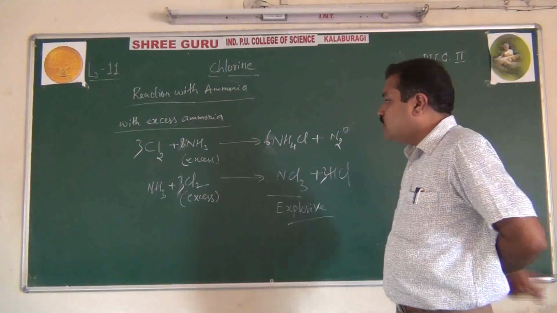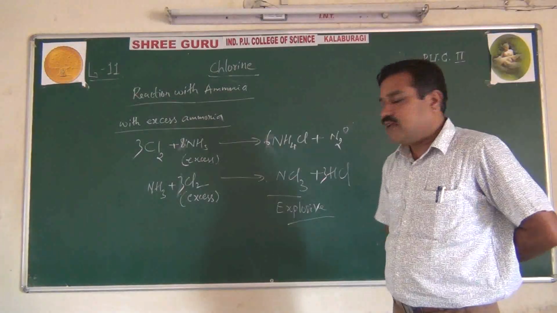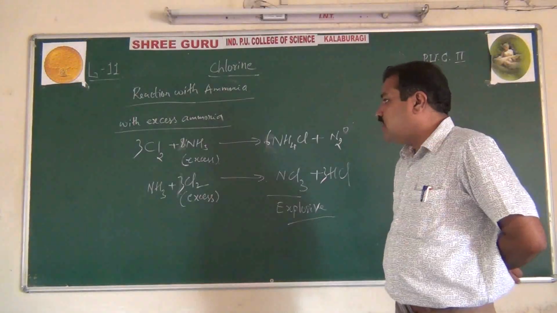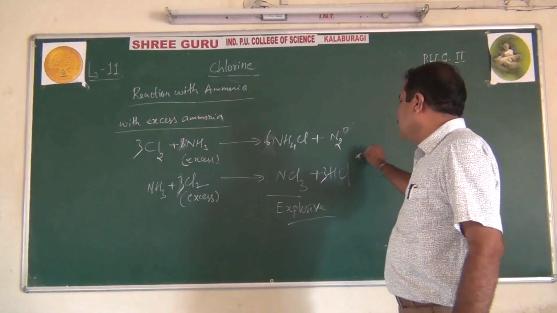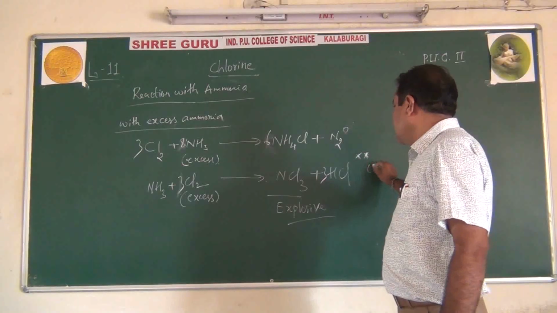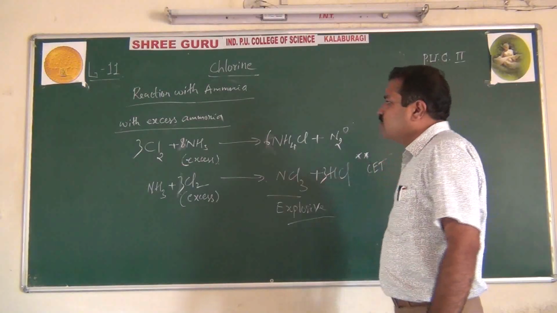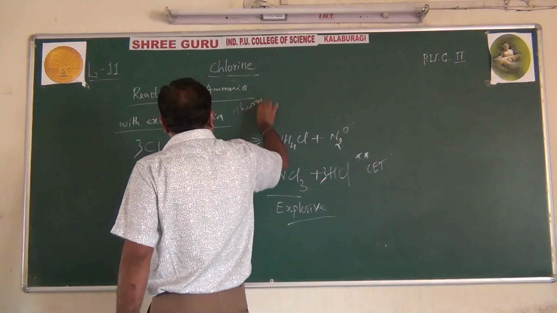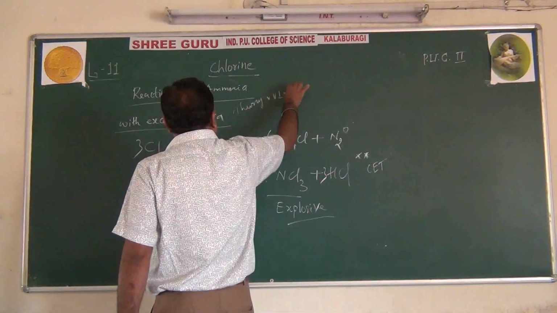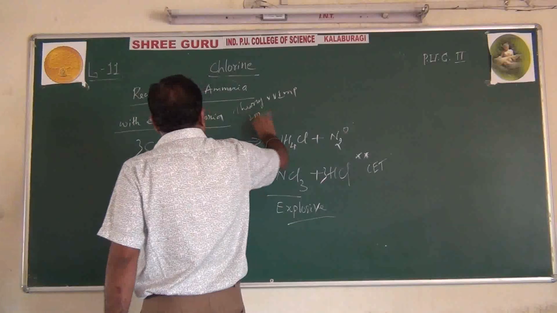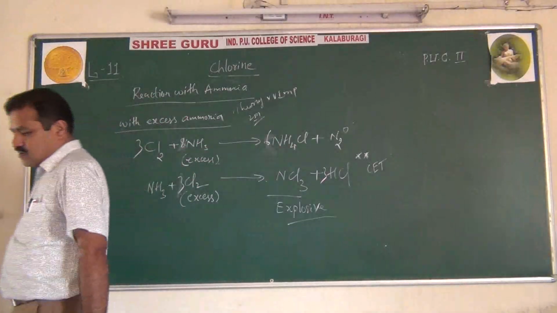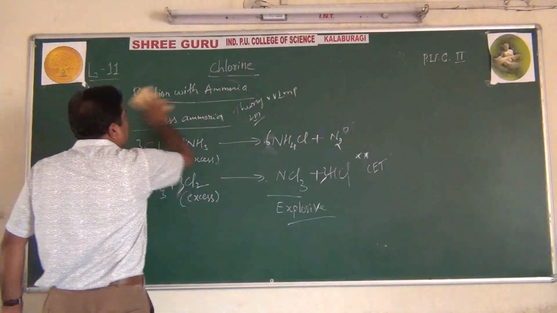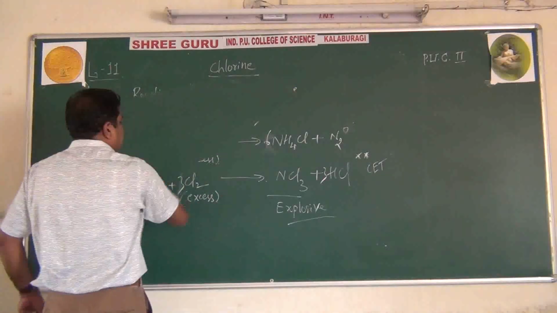That means if they ask you, with excess ammonia it will form ammonium chloride and nitrogen. With excess chlorine, ammonia forms an important explosive, nitrogen trichloride, along with HCl, which is very important for CET and theory also. Theory compulsory question. Okay. For theory, very important. Anyone can be asked for 2 marks. This is reactivity with the ammonia. That's it.